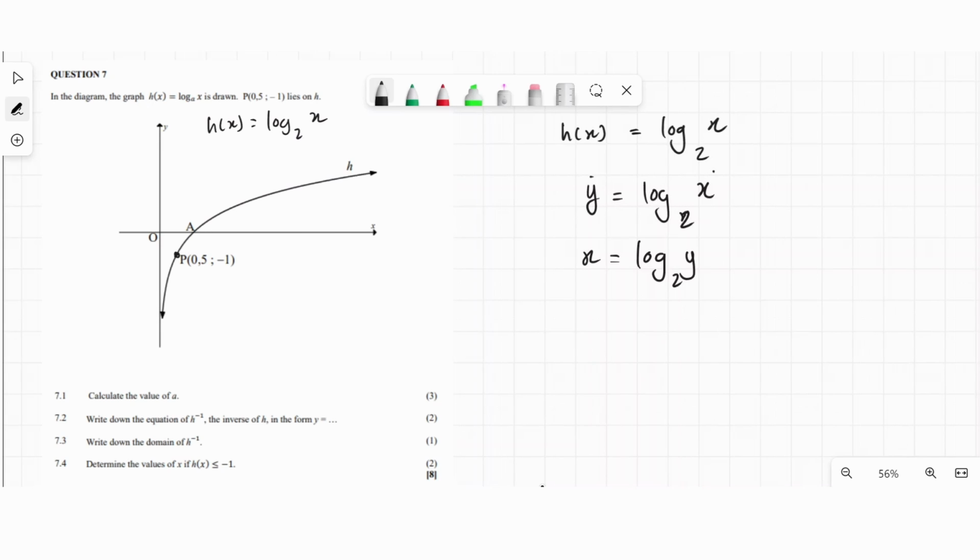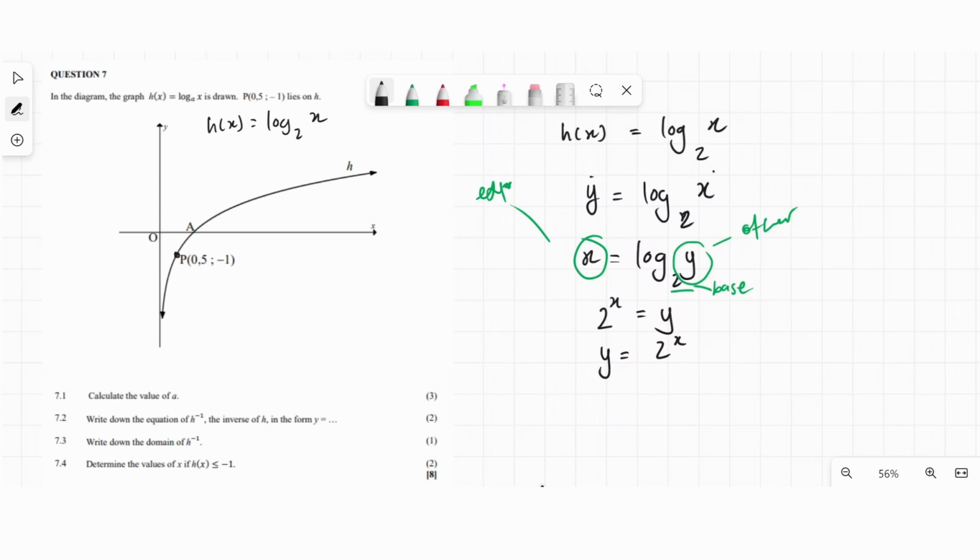So we're going to do the same thing that we did for the same question. We're going to change this into an exponent. As you know, the 2 is going to be the base, this y is going to be on the other side, then this x is going to be the exponent, right? So it's going to be 2 to the power x is equal to y. Therefore, y is equal to 2^x. Then you're done with this question.